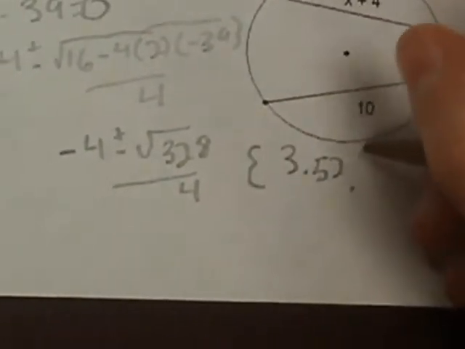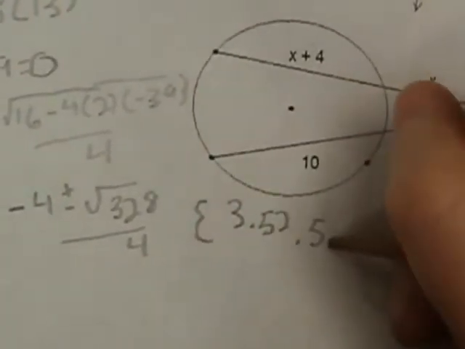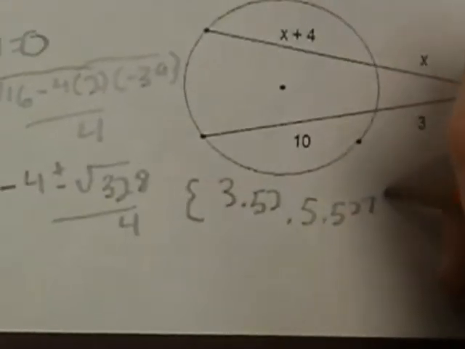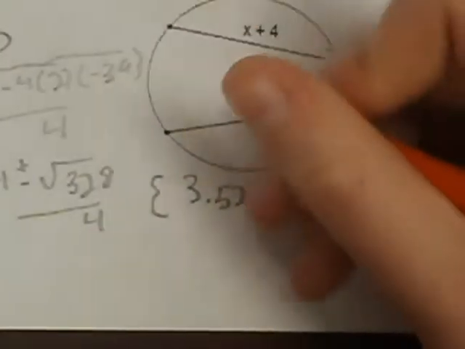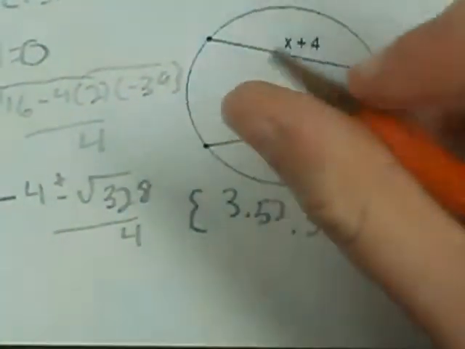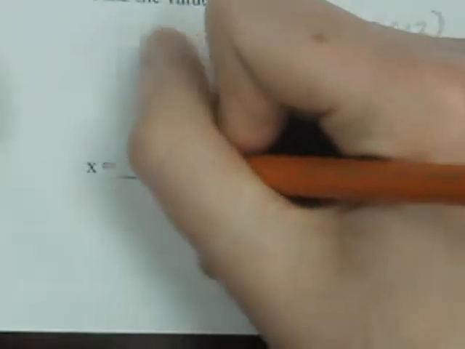We would get 3.52 and negative 5.52. So, and then we know we need the positive. So we would take the 3.52 for the positive answer, and that would be the answer for that problem. And that would conclude homework check.